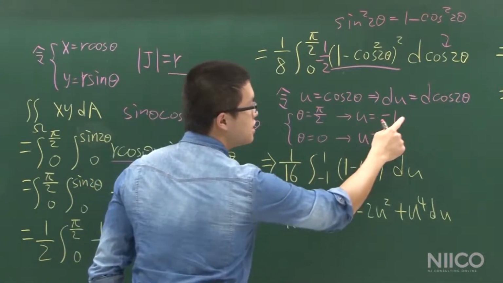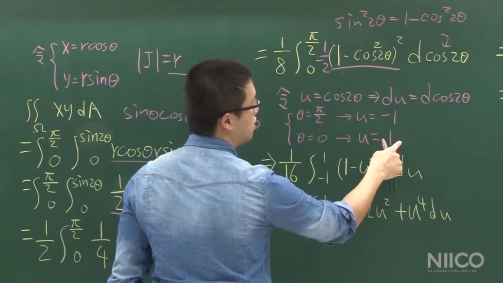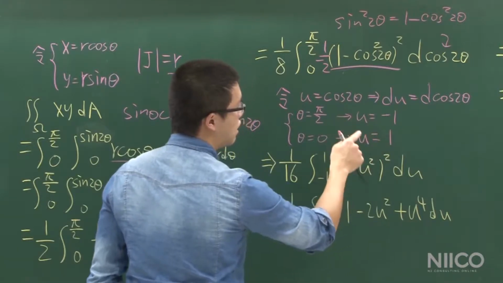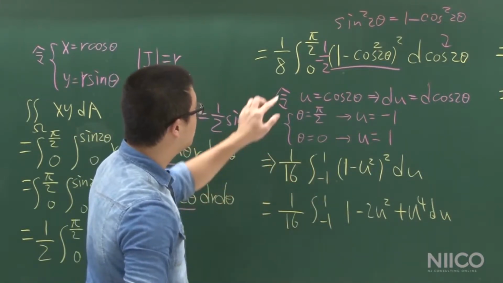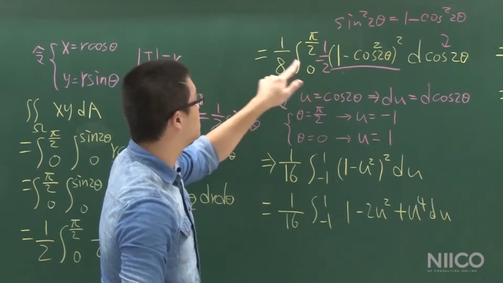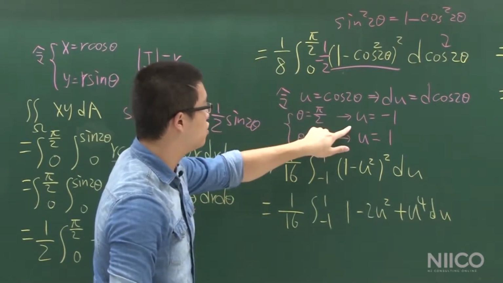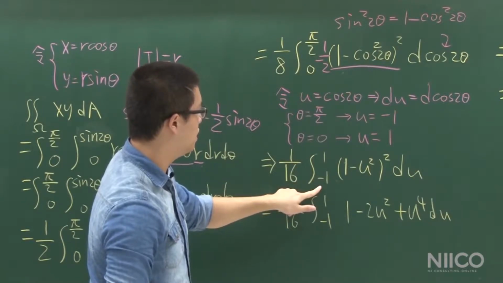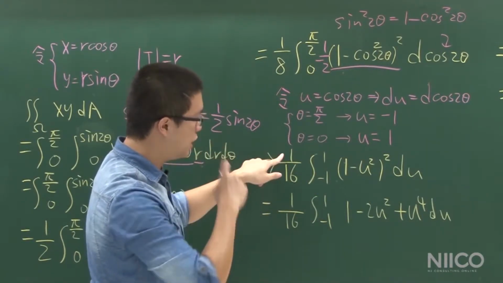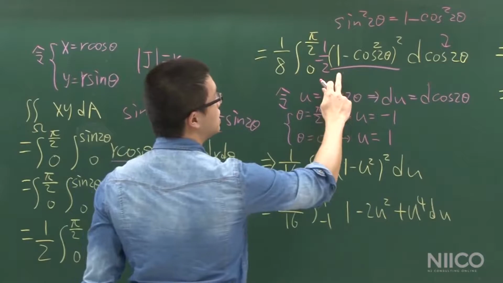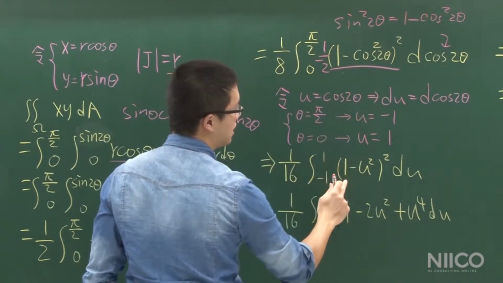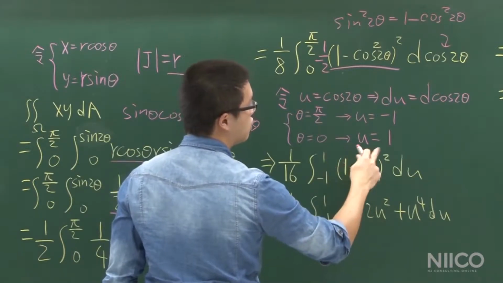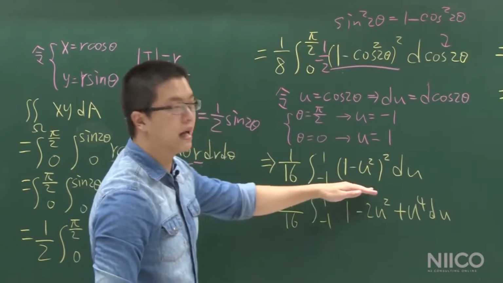So anyways, we have this integral, which is 1/16 times the integral of 1 minus 2 times u squared plus u to the 4th times du, and u is from -1 to 1. So this one should be quite straightforward to evaluate. It is just 1/16 times u minus 2/3 times u to the 3rd plus 1/5 times u to the 5th, and u is from -1 to 1.